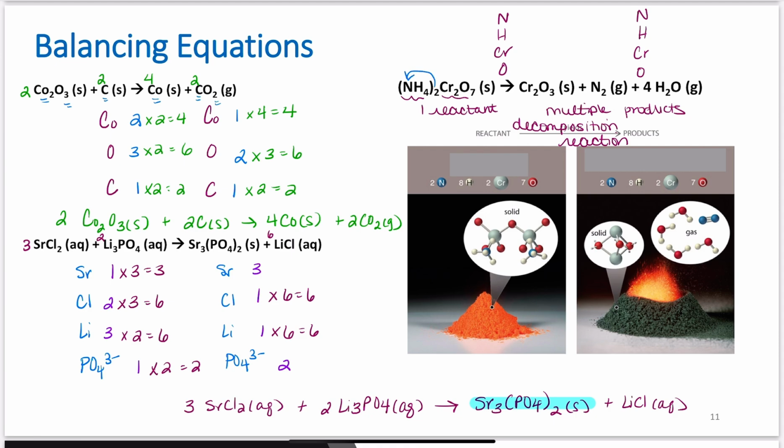On the reactant side, I have 2 nitrogen, I have 2 times 4, I have 8 hydrogen, I have 2 chromium, and I have 7 oxygen. On my product side, I have 2 chromium, I have 3 oxygen, 2 nitrogen, 4 times 2, go the other way on that one, 8 hydrogen, and then I have 4 more oxygen, giving me my 7 oxygen. So it's still balanced. I just want to always check to make sure it's balanced or we've got some other problems going on.